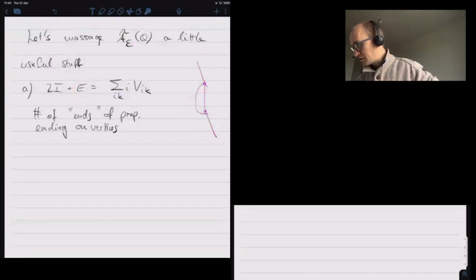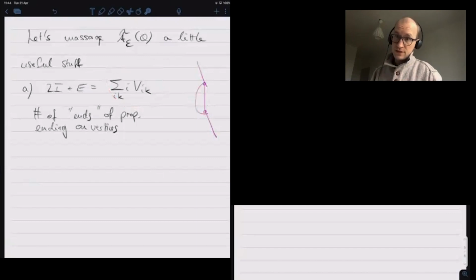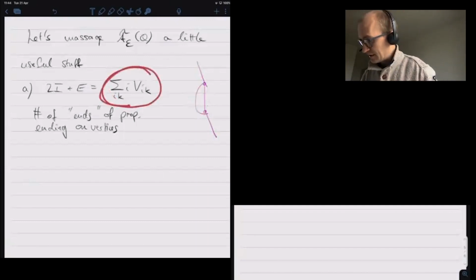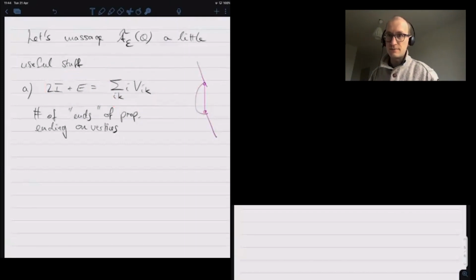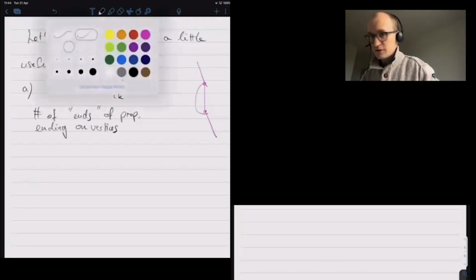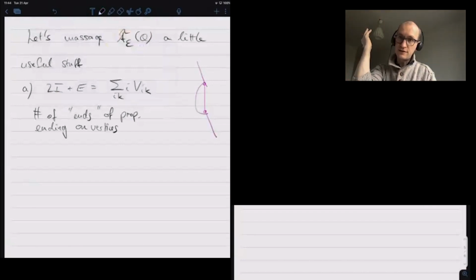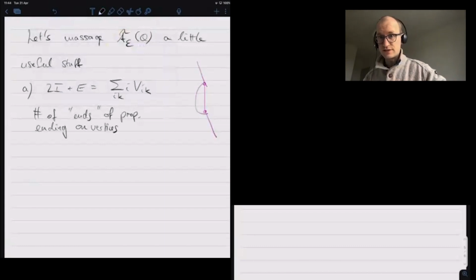So for each internal line, it has to end on 2 vertices, and each external line only has to end on 1 vertex. But the number of lines that go into a vertex is also the sum over i,k of k times the number of vertices of type V_ik, summed over all vertices. So this equation will allow us to reduce clutter a bit by replacing terms of this kind with something much easier, just a function of I and E. It's just total triviality: an external line has one of its ends on a vertex, an internal line has both of its ends on a vertex.